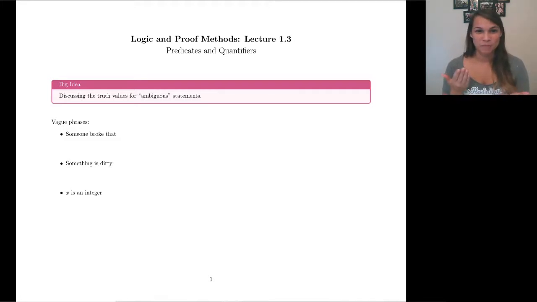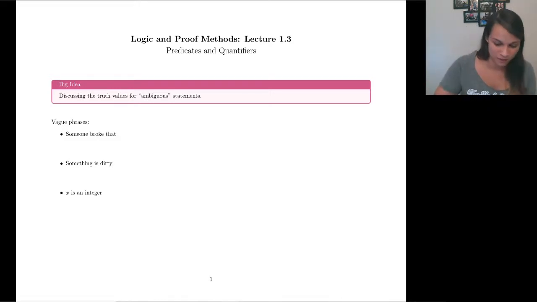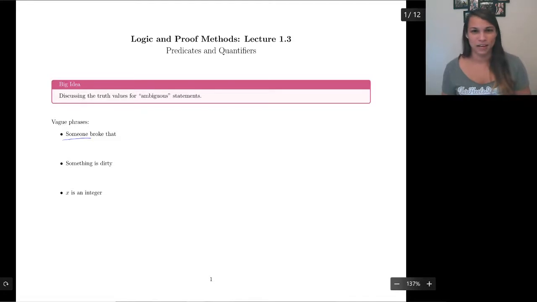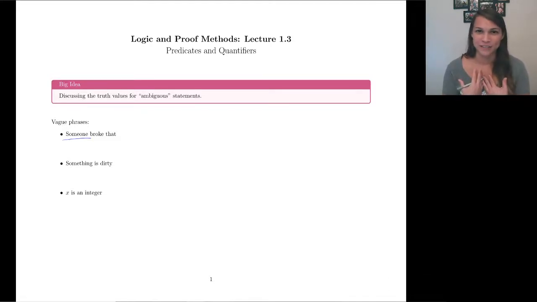Today we're going to be discussing how to talk about truth values for ambiguous statements. For instance, consider the following fake phrases. We have my favorite one first. Someone broke that. I'm keenly interested in who broke that personally. I don't care about this someone. I want to know who. Something is dirty. Again, I can't clean it until I've been told what's dirty.